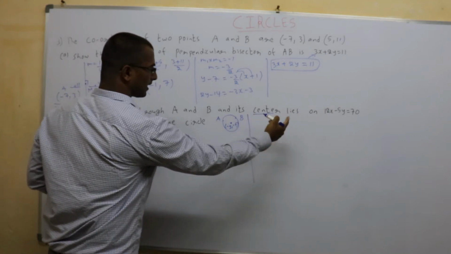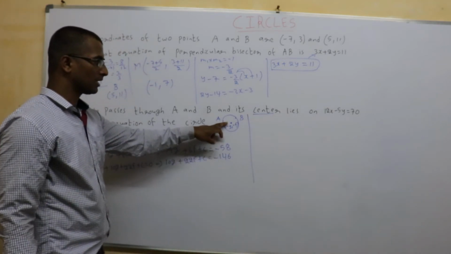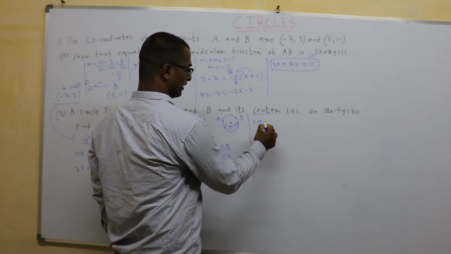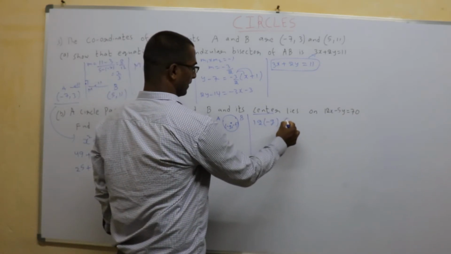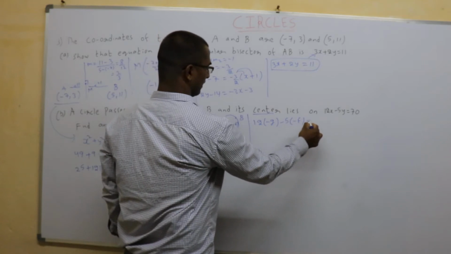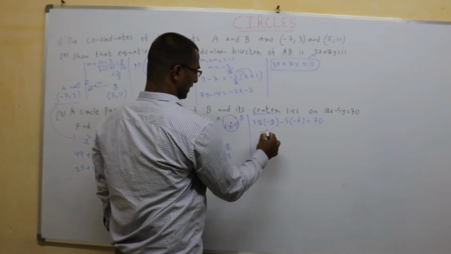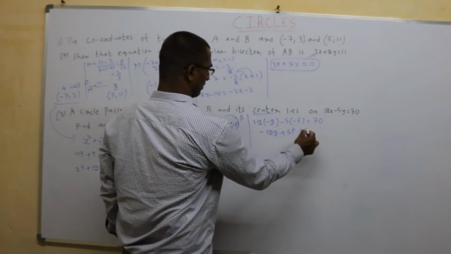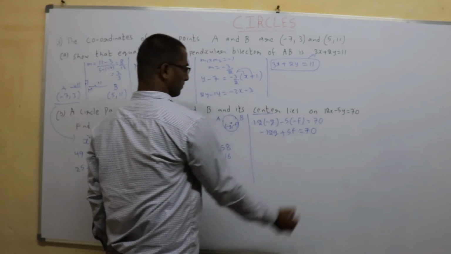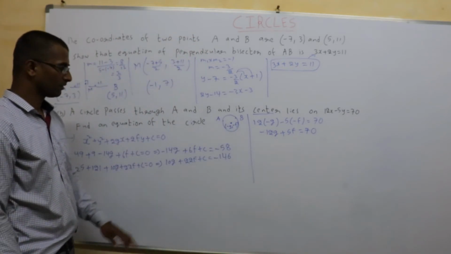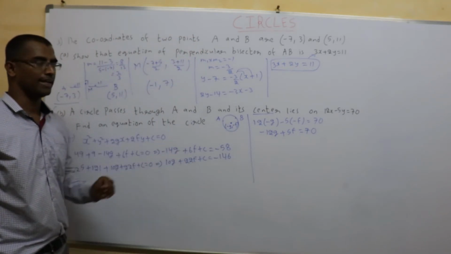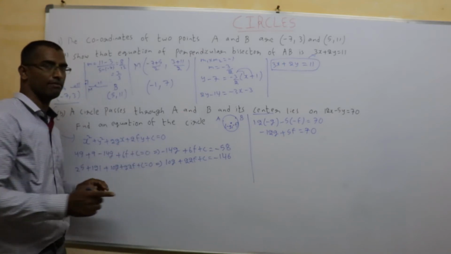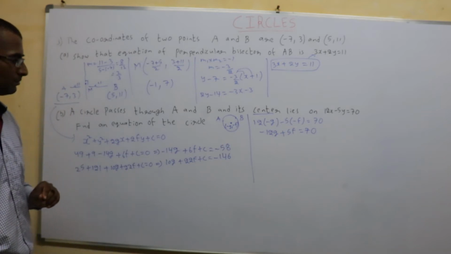Now, it is told the center lies on that line. So substitute the center in that line. So it becomes 12 into minus g minus 5 into minus f equal to 70. So that is minus 12g plus 5f equal to 70. Right? Using all the three, I need to find g, f and c. Replace in this, and that will be my circle equation.